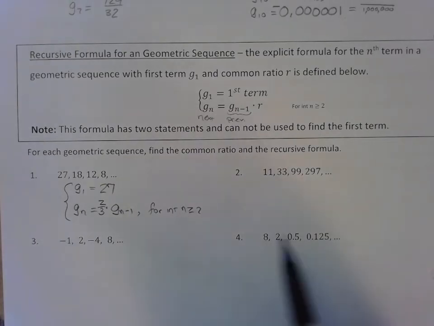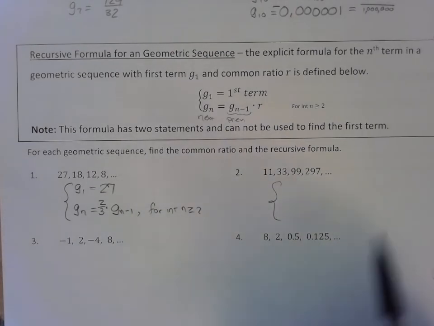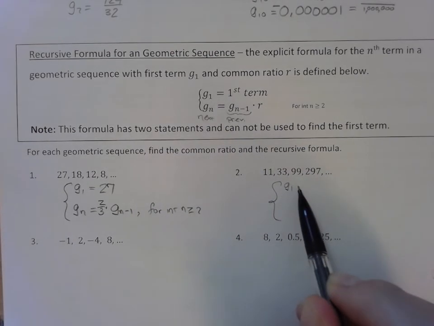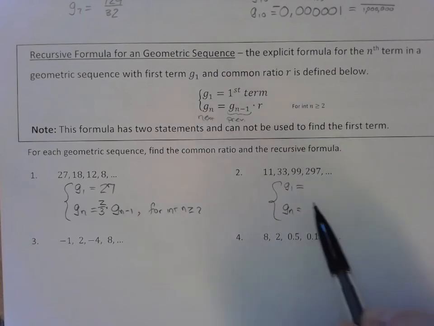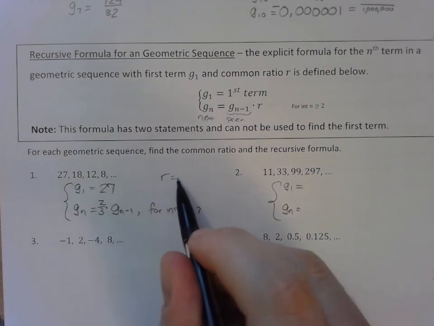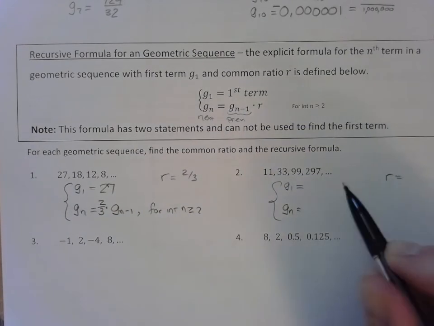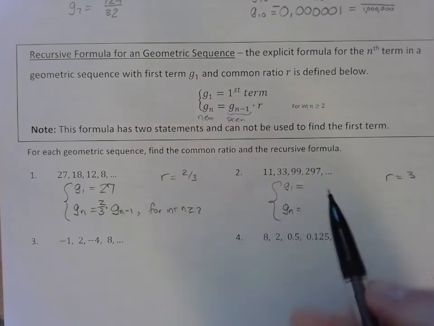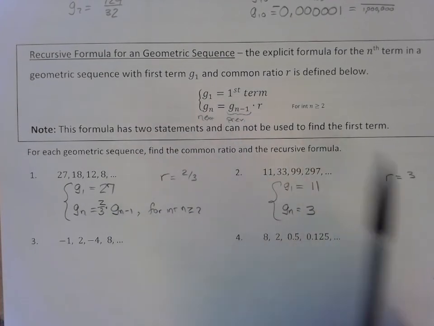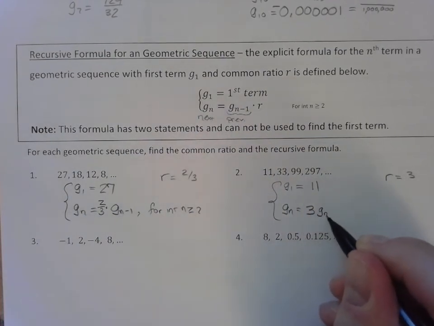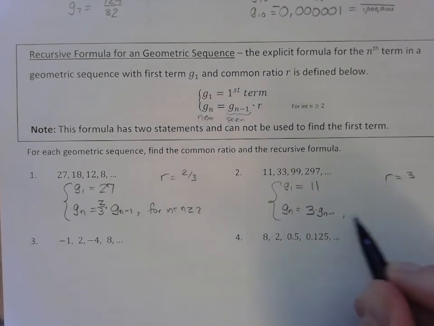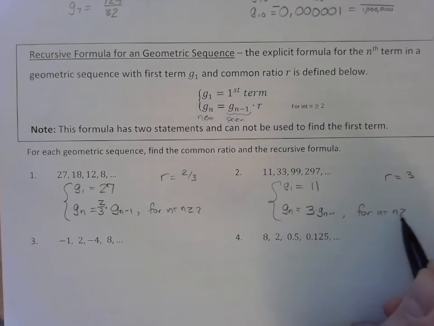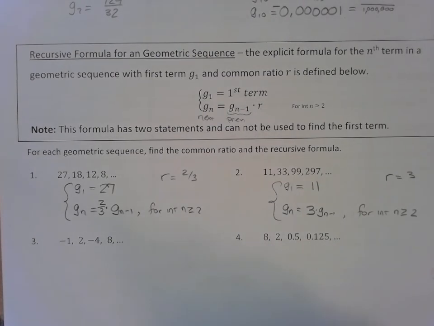For question 2, we're going to write our recursive formula. Again, set this up the same way. Our ratio, because the direction says find the common ratio, last time it was 2/3. This time our ratio is 33 over 11, or just 3. The first line, you put the value of your first term. The second line, we're going to multiply the ratio times the previous term, which is always g sub n minus 1, for integers n greater than or equal to 2. This will work. Go ahead and pause the video and try the others at the bottom.